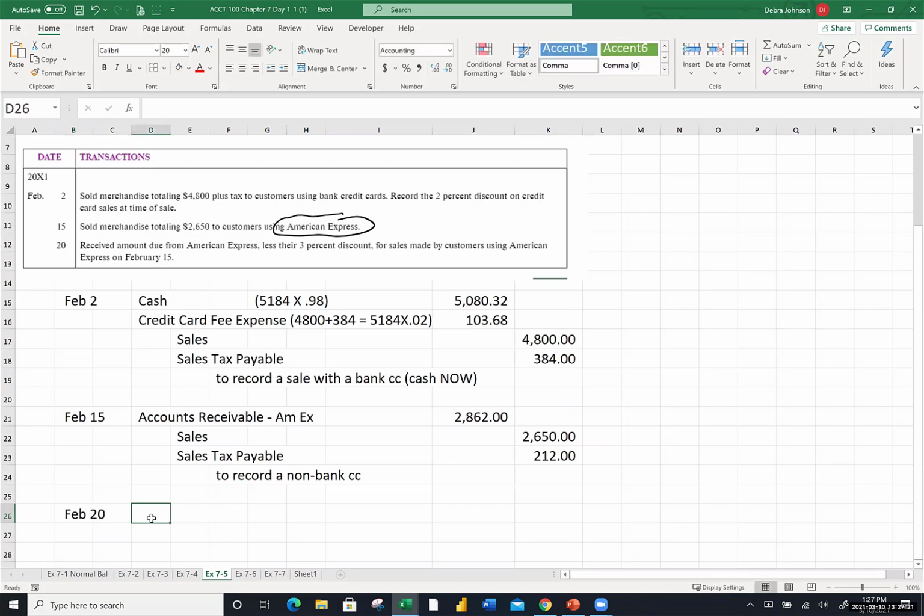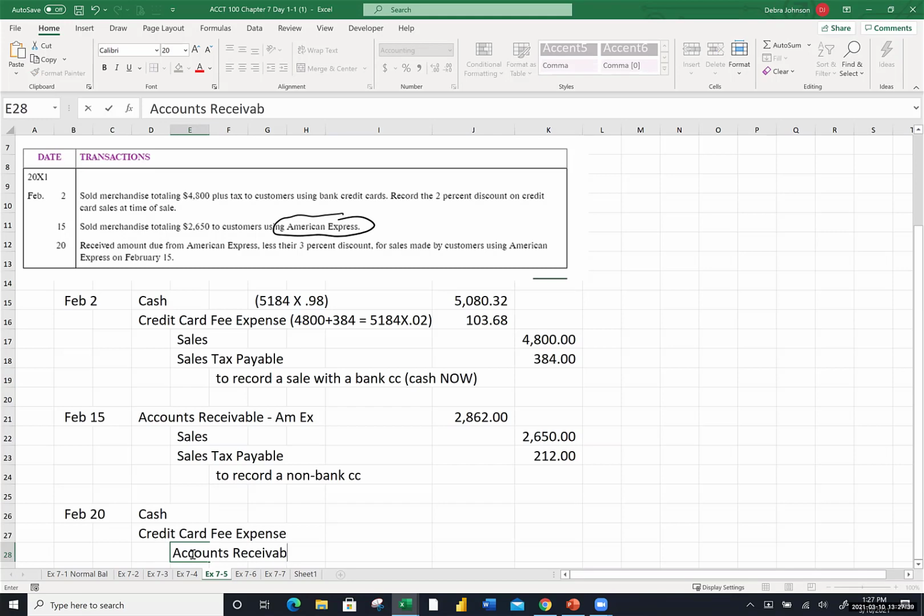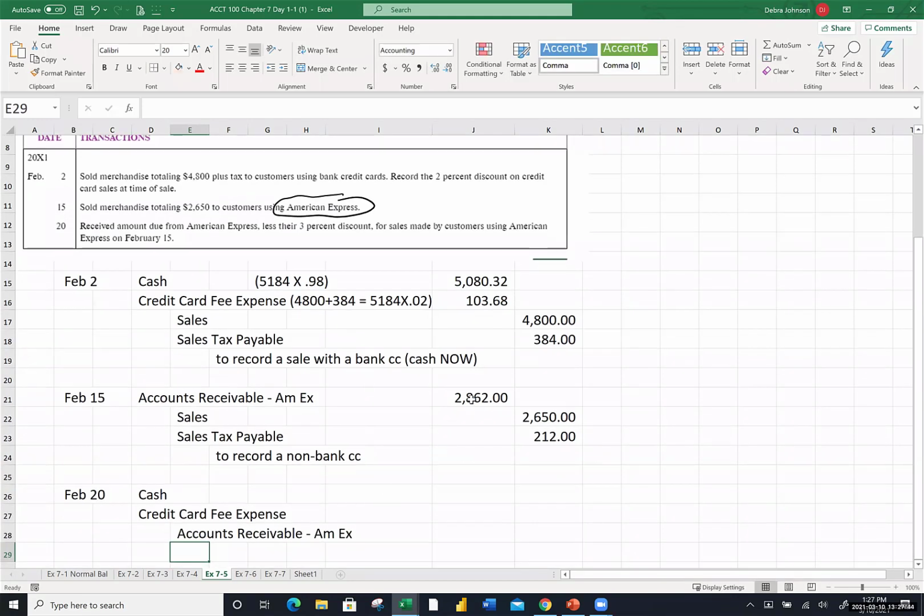So within 5 days, they have their cash, but they charge higher. They charge 3%. So again, let me put the bones in. Cash, credit card expense. And of course, when they remit the amount to us, we need to take that accounts receivable off of our books. So let me show you where I get the amount from by putting some color on there.